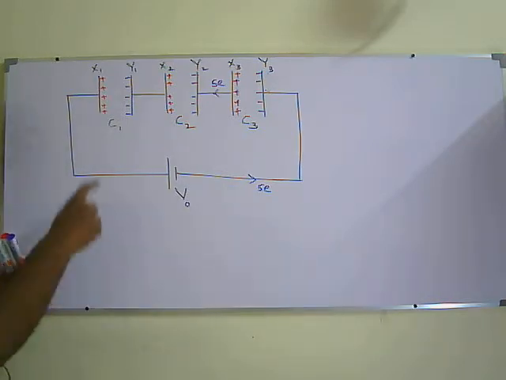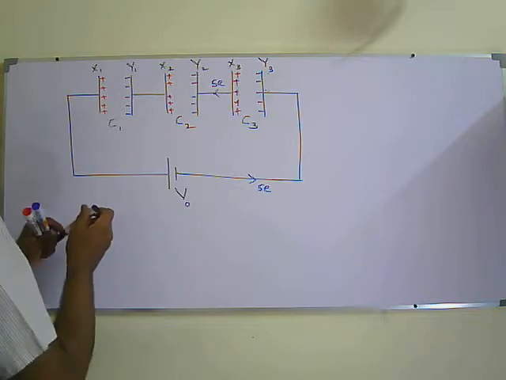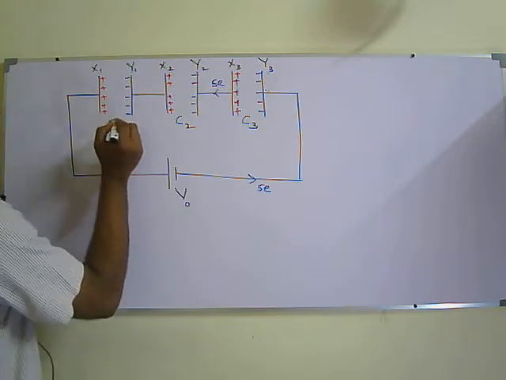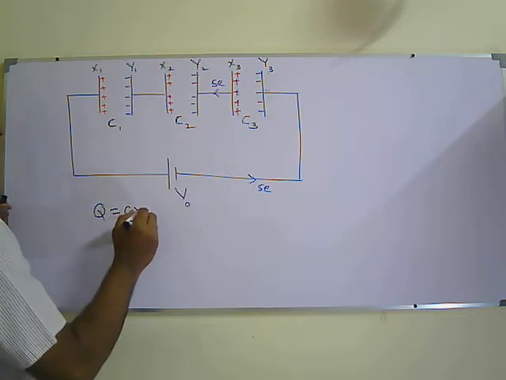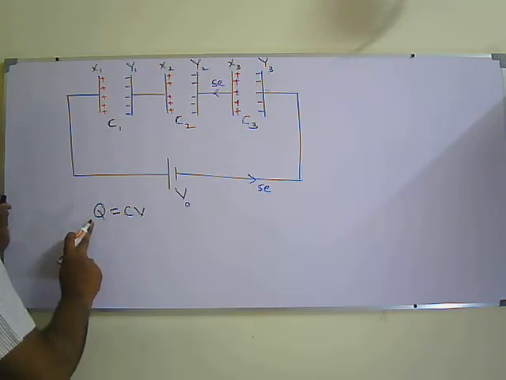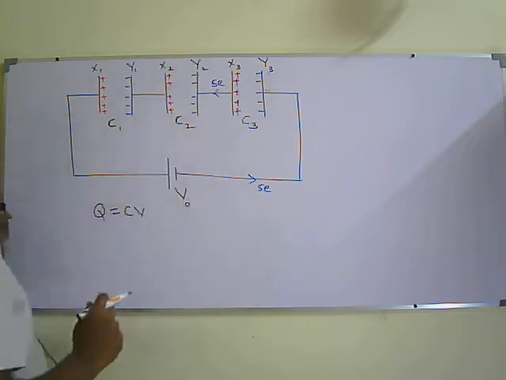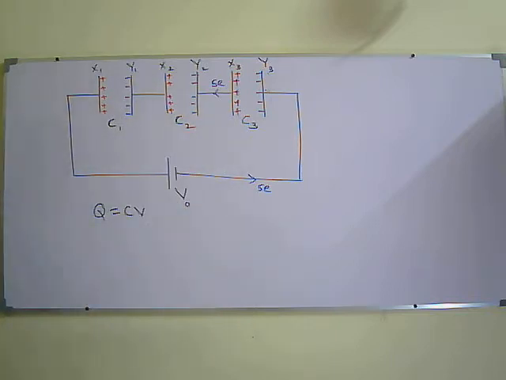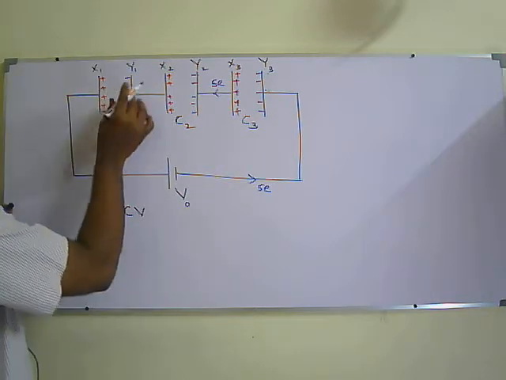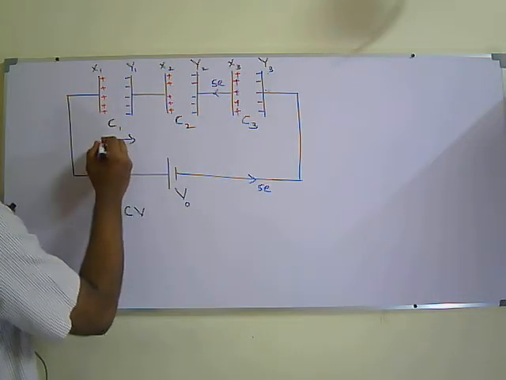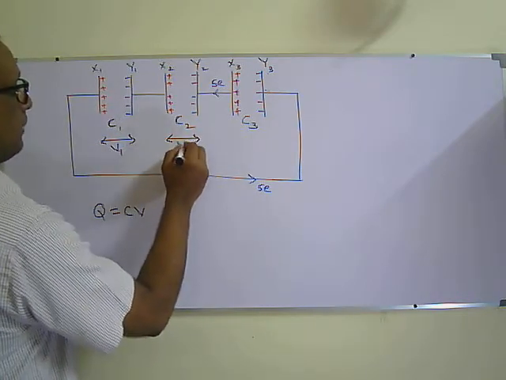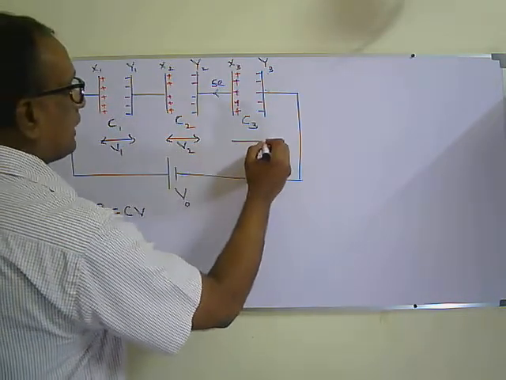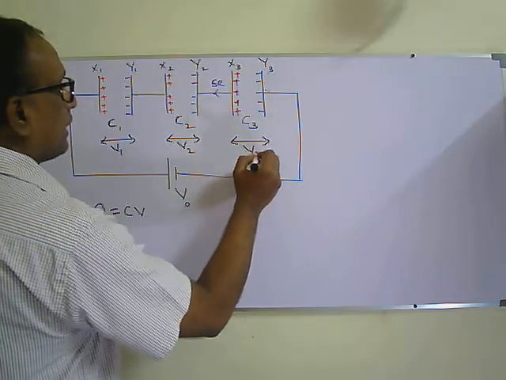Okay, now they have different capacitance. So according to Q equals CV, they are going to get the same charge, but they have different capacitance. So they will have different voltages across them. Maybe the first capacitor, the voltage across it, let it be V1. Across this one, let it be V2. And this voltage, let it be V3.